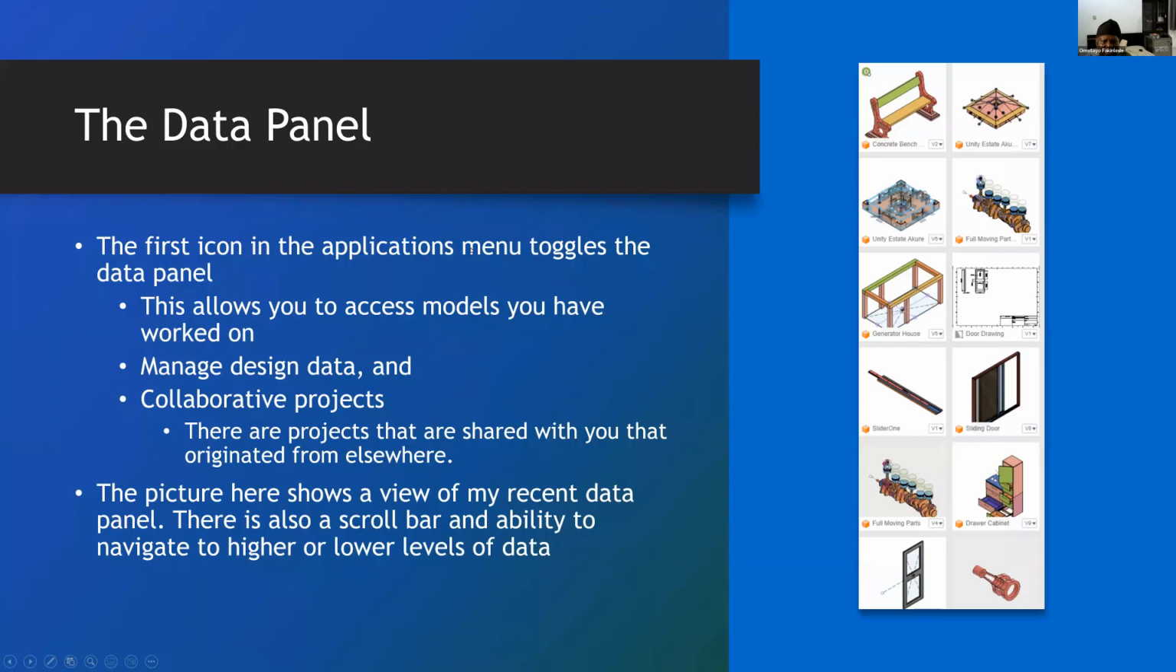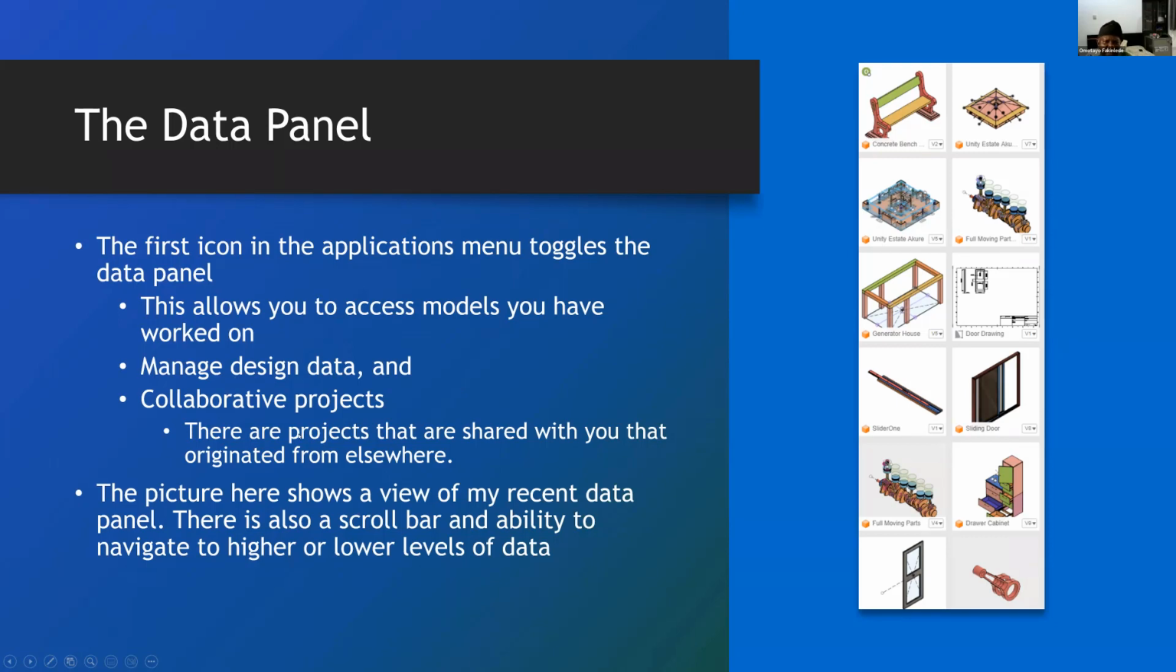The first icon of the application in the applications menu toggles the data panel. So you click it once, it shows, click it again, it goes away. So it's just a toggle. This toggling allows you to access models you have worked on. It allows you to manage design data and also to manage collaborative projects.